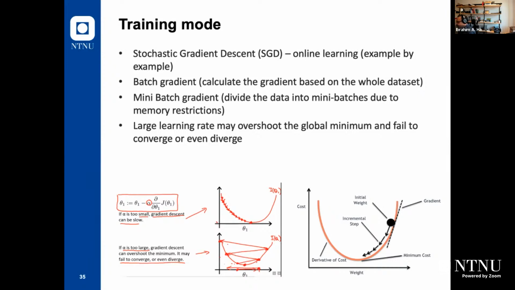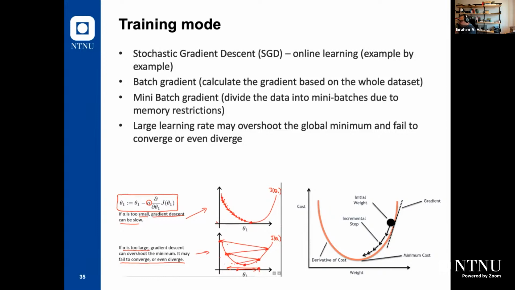And in this case, it will be called batch gradient. So in batch gradient, we calculate the gradient based on the whole data set. In mini batch gradient, we divide the data into mini batches due to memory restrictions. So if you are working with videos, for example, maybe YouTube videos, it takes space in the memory, and your GPU memory is not big enough. So in this case, you can just use mini batch gradient. Instead of using the whole data set for calculating the gradient and updating your weights, you can just divide your data set into small batches, so your memory can accommodate the size of this mini batch.